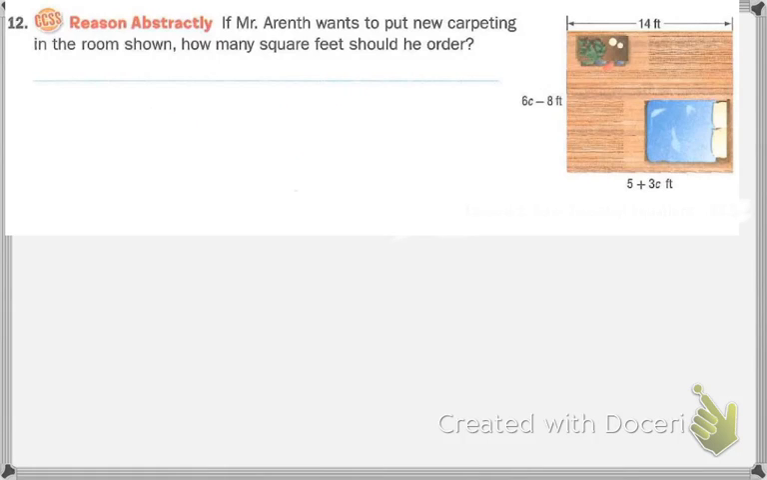Alright, the question says, if Mr. Arendt wants to put new carpeting in the room shown, how many square feet should he order? All we know is that it's rectangular shaped. We don't really know if it's a square or not, so let's assume it's a rectangle.